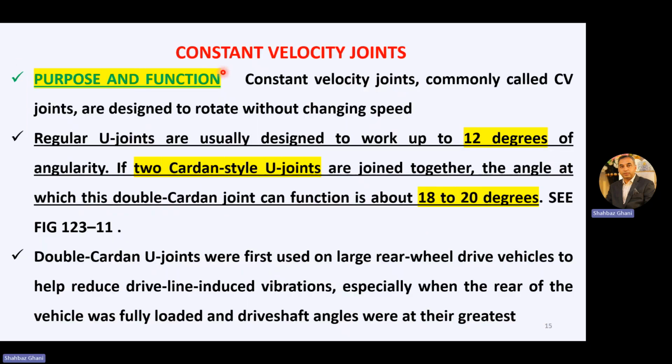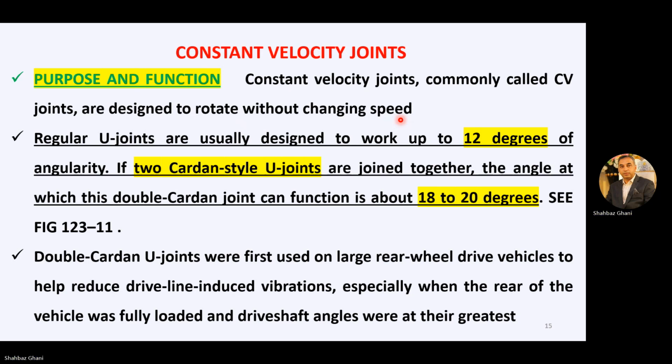Now, constant velocity joint or CV joint, purpose and function. Constant velocity joints, commonly called CV joints, are designed to rotate without changing speed. So CV joints are different than universal joints. In universal joints, the angles matter, the speeds change, the velocity changes. But CV joints rotate without changing the speed.